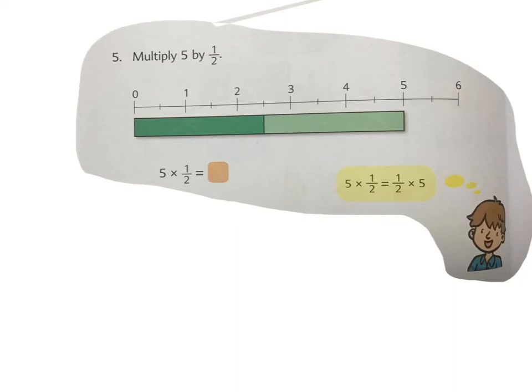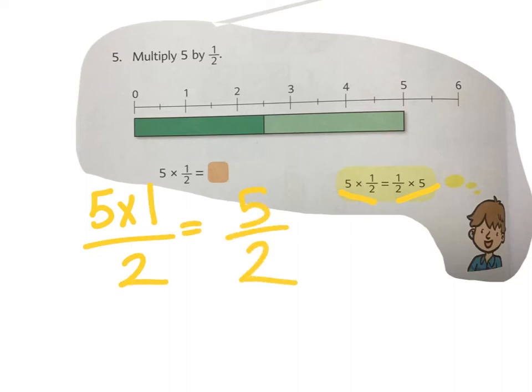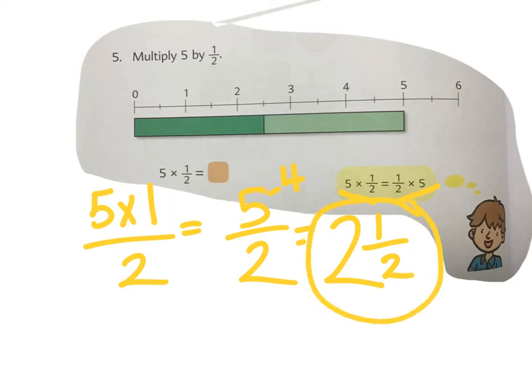I want you also to think of this as 5 times 1/2. It's the same as 5 times a half or a half times 5. Both ways are completely fine. So 5 times 1 over 2 equals 5 over 2. I know I can pull out some wholes. How many times does 2 go into 5 without going over? 2. And 2 times 2 is 4, so take away 4 pieces and 1/2.